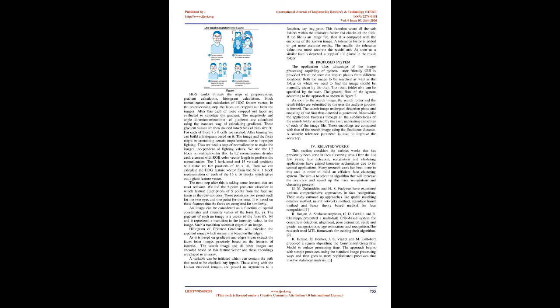The face detection stage is about identifying key parts of a face that will be similar for any photo of the same person and different for an image of anyone else. Histogram of oriented gradients, a feature descriptor used to extract the features of images, is used here. HOG works through the steps of pre-processing, gradient calculation, histogram calculation, block normalization, and calculation of HOG feature vector.